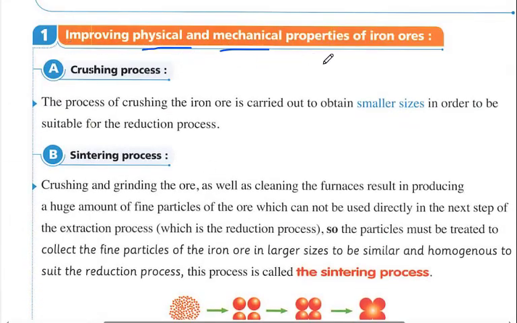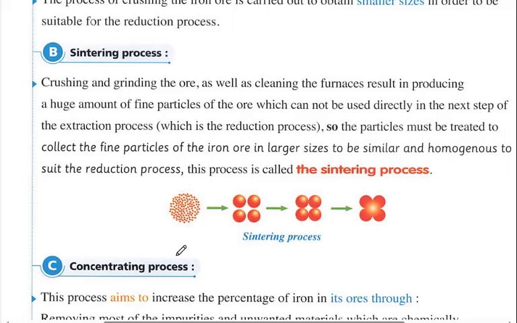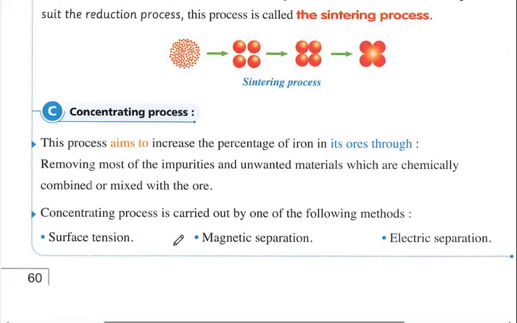Here, improving the physical and mechanical properties through the crushing process and sintering process. Okay, crushing and grinding the ore, then collecting them in the sintering process to be suitable for the reduction process, then concentrating through three ways: either surface tension, or magnetic separation, or electric separation, or all of them.